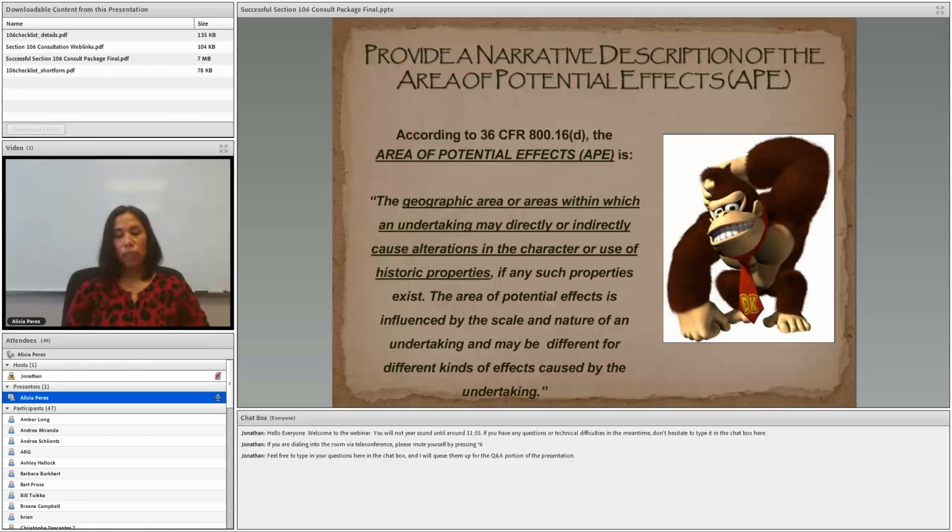At this point, you're just looking at the potential for effects. The presence or absence of historic properties is irrelevant. And again, as you start your identification efforts, you might need to go back and modify the APE.